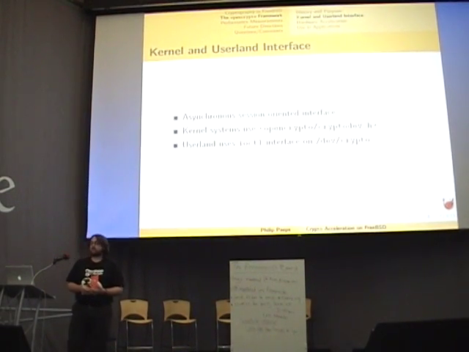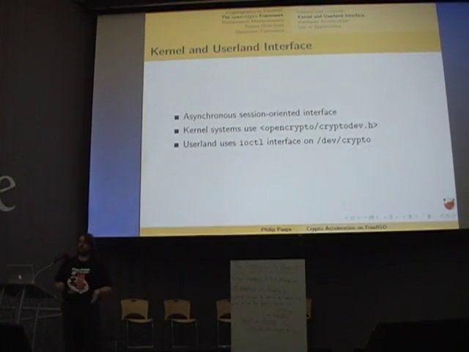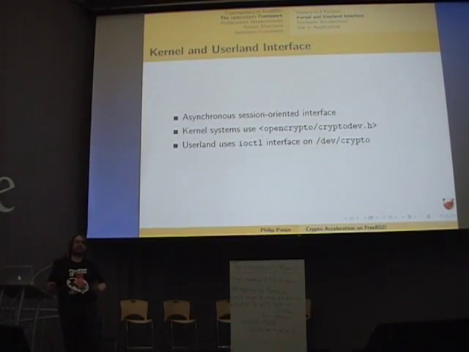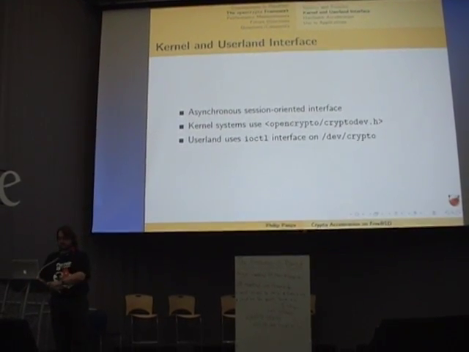The kernel systems who want to use this can just include a header file. Well, it turns out there's more than one header file. That's the main one. And userland has an ioctl interface, which they can send messages past over the dev crypto device.